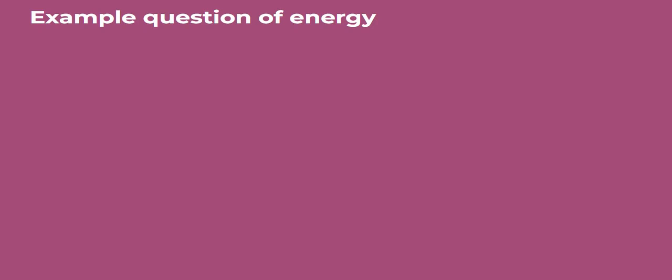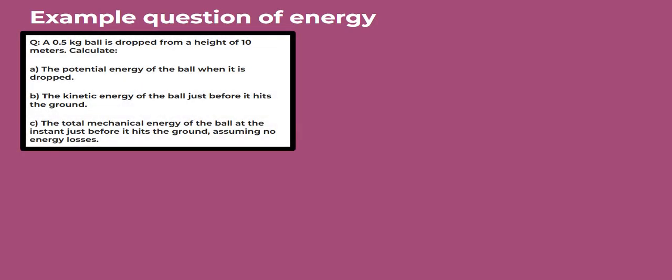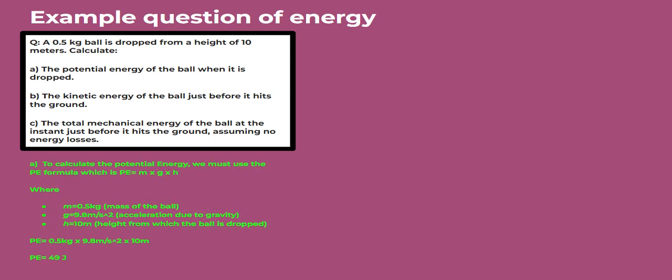Here we have an example question of energy. A 0.5 kg ball is dropped from a height of 10 meters. Calculate the potential energy of the ball when it's dropped, the kinetic energy of the ball just before it hits the ground, and the total mechanical energy of the ball at the instant just before it hits the ground, assuming no energy was lost. So A, we must calculate our PE.